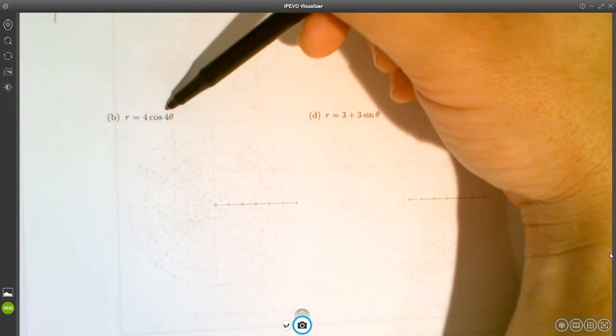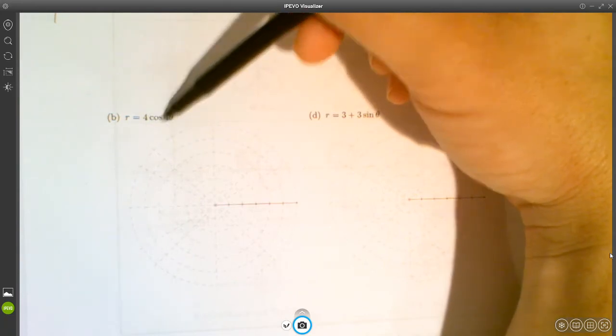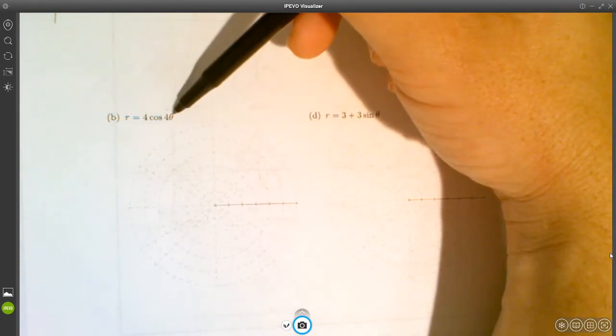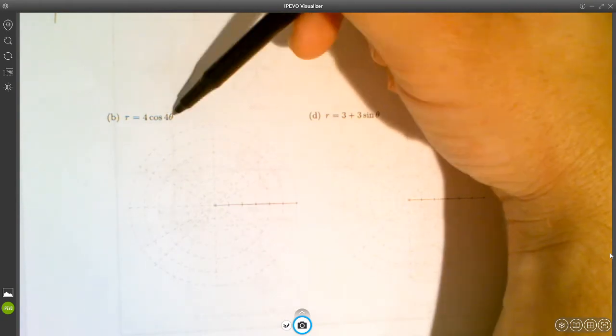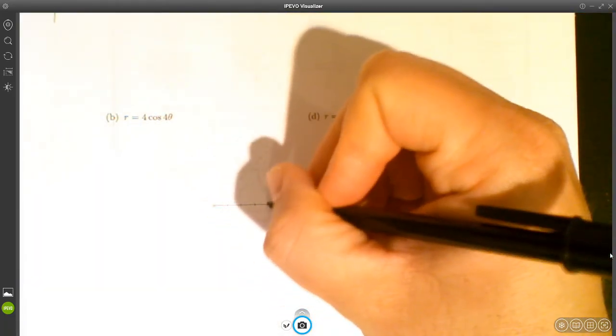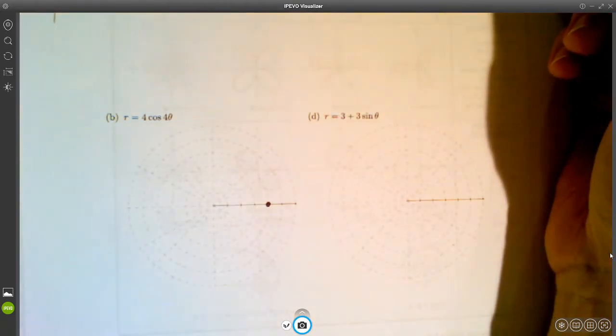And I know that the first one's going to open up right on the x-axis because this is a cosine function. In other words, when theta is 0, 4 times 0 is 0, and cosine of 0 is 1. So of course you're going to reach your maximum when theta equals 0. And then the other 7 petals are equally spaced around this graph.